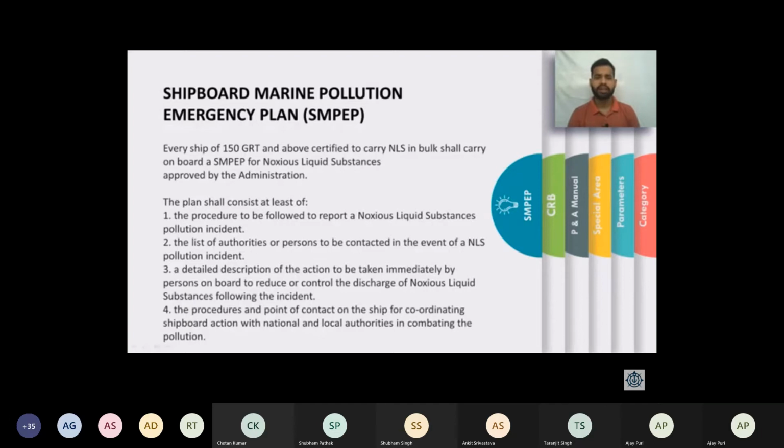Now, what does this plan consist of? This plan contains procedures to be followed to report a noxious liquid substance pollution incident. It contains a list of authorities or persons to be contacted in case of that incident, a detailed description of the action which needs to be taken by the ship's crew to reduce or control the discharge of this pollution incident, and the procedures and point of contact on the ship for coordinating shipboard actions with the national and local authorities in combating and reducing the extent of pollution.